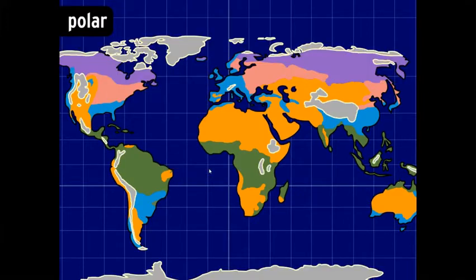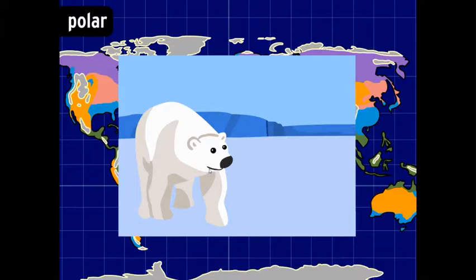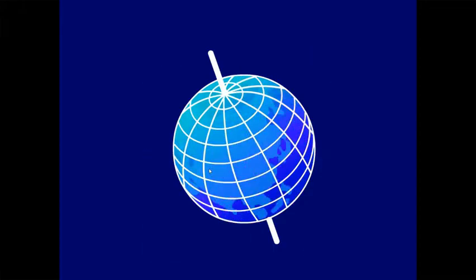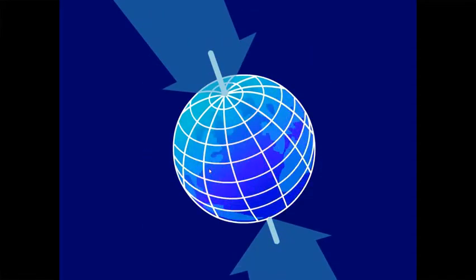Finally, the polar climates are known for their consistently cold temperatures. Every month of the year averages below 10 degrees Celsius. Yes, you're very clever. The polar climates do tend to appear at the north and south poles of the planet.